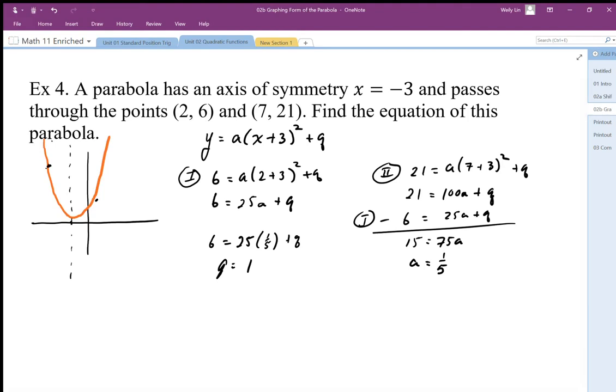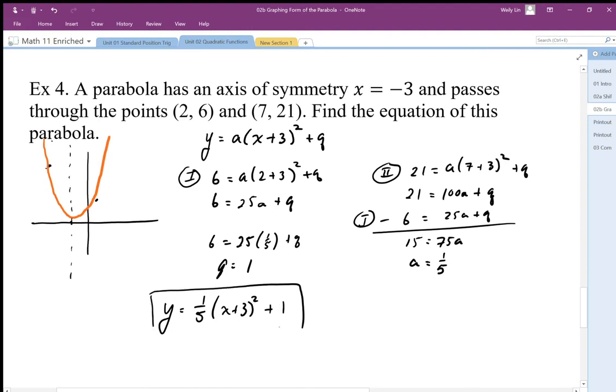I've solved for all the parts. I now just need to write my equation. a is equal to 1/5, p is equal to -3 and q is equal to 1. So there's my equation of my parabola.